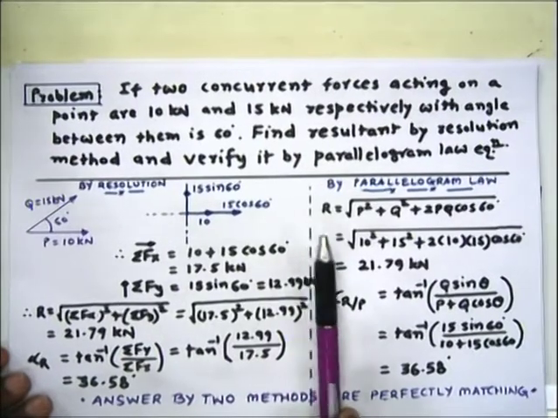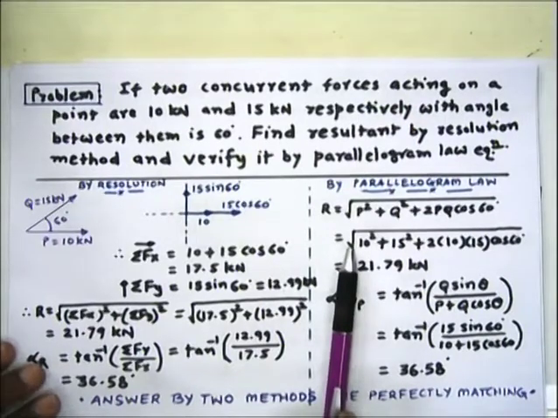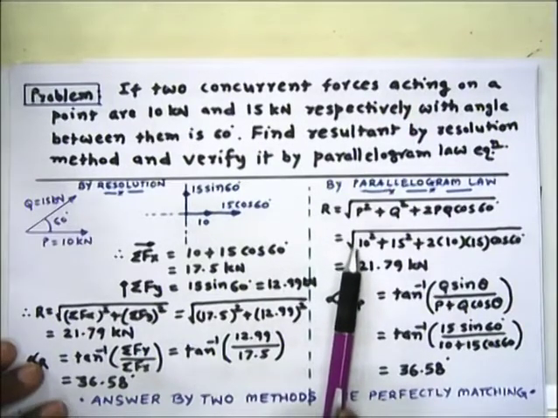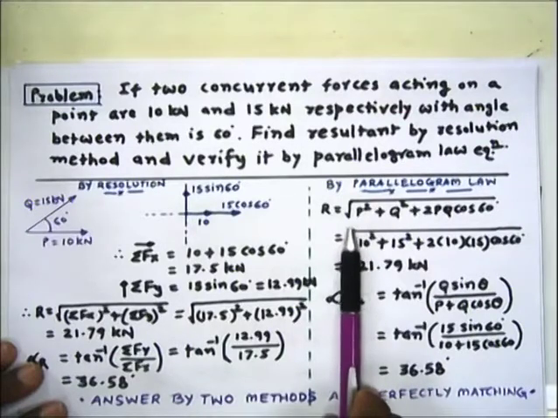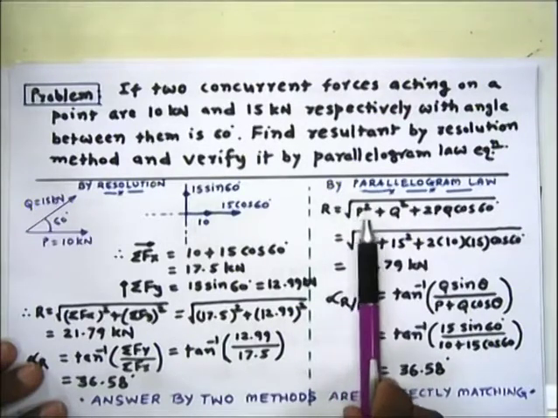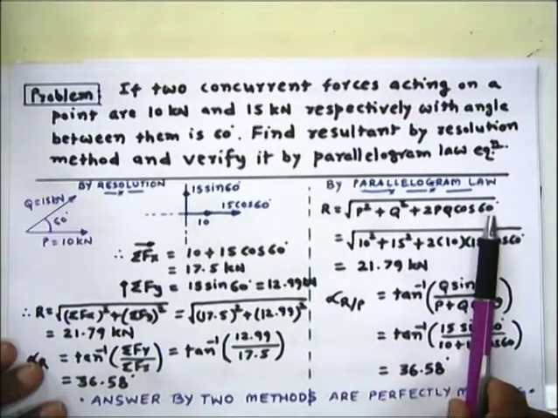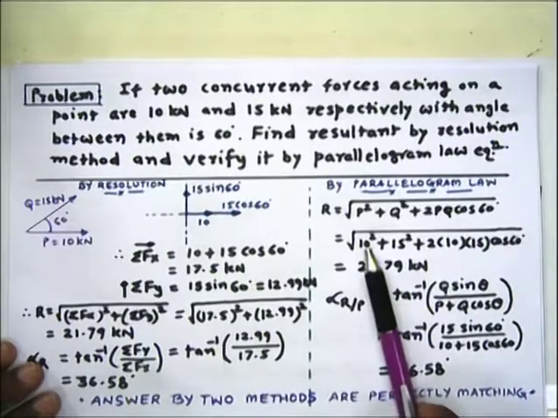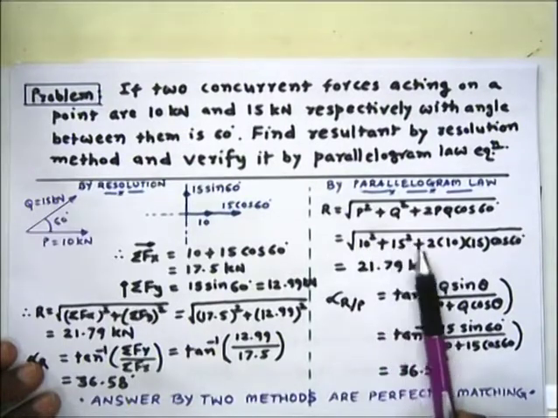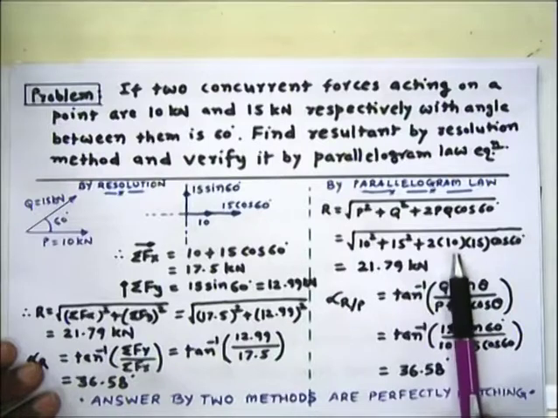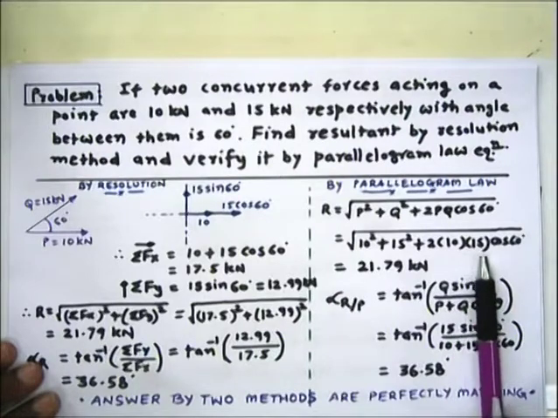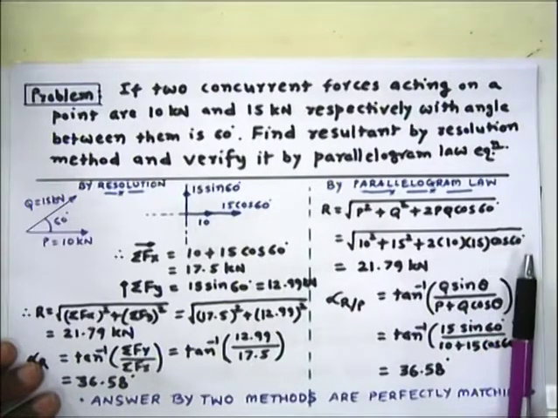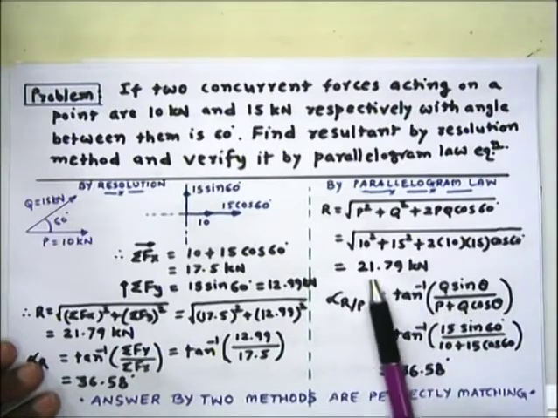Now solving the same problem by means of parallelogram law, and of course by the analytical method, that is by formula. R is given here as root of P square plus Q square plus 2PQ cos theta, and if you put the values of P, 10 square, Q, that is 15 square, plus 2 into P, that is 10, Q, that is 15, and cos theta, that is 60 degree here. Finally we will get the value 21.79 kN.